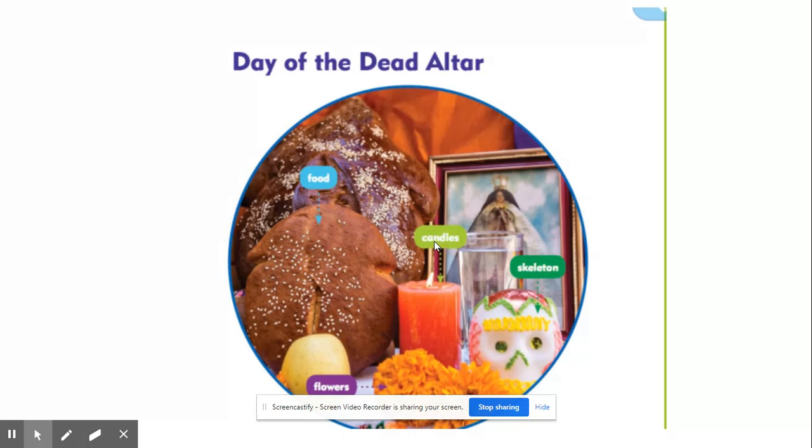The other green word is candles, and its arrow is pointing to a picture of a candle as well. And then they also show food. The word food is written in the blue bubble, and it shows a particular type of food that this person may have liked. We know that they also have the different sweet bread that they used during this time, but this picture shows the details of what the altar looks like.